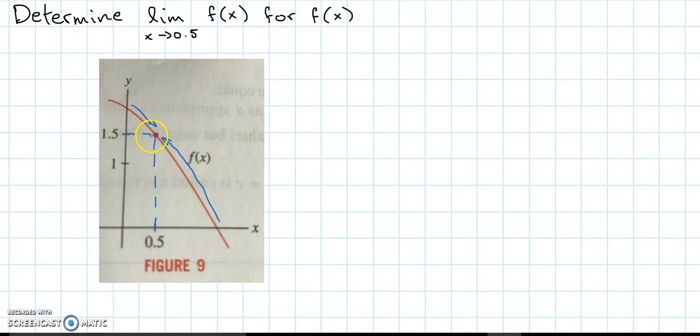This side would be called the left-sided limit, and this side would be called the right-sided limit. In this case, the left and the right-sided limit approach the same value. The limit here at x equals 0.5 would be 1.5. And this is how we would write up the answer.